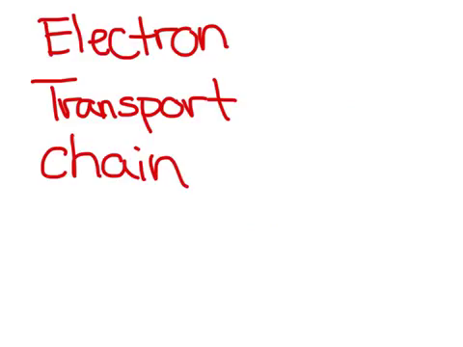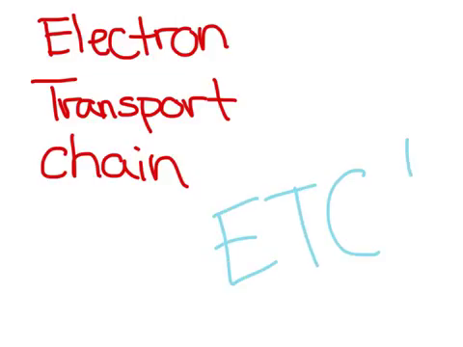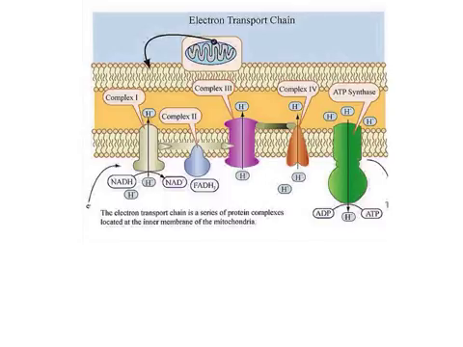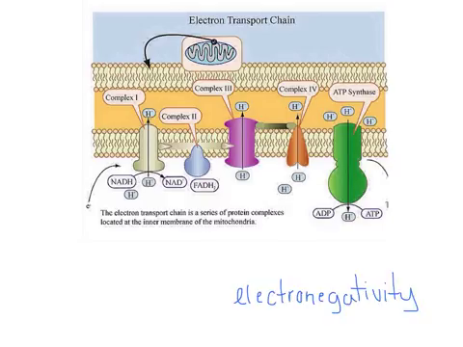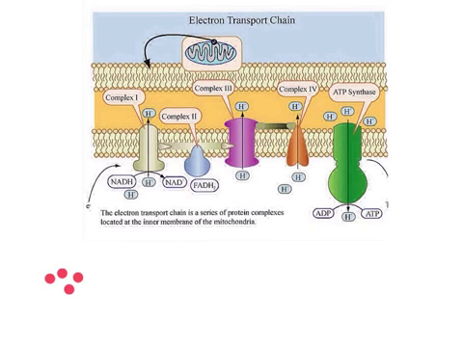Electron transport chain, otherwise known as ETC. The purpose of ETC is to synthesize ATP through oxidative phosphorylation. Proteins in the ETC are set up in order of increasing electronegativity. Electrons, or energy, are passed from one component to the next along the membrane. The first component is a weak electron acceptor, and the last component is a strong electron acceptor.